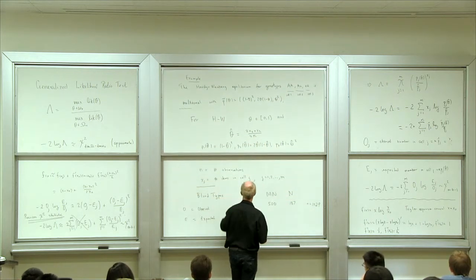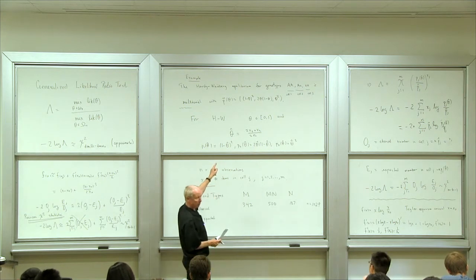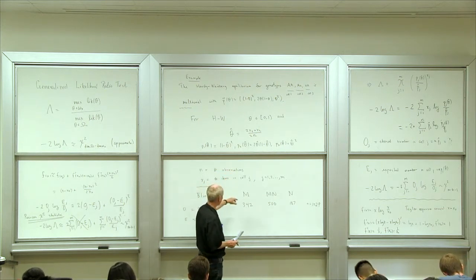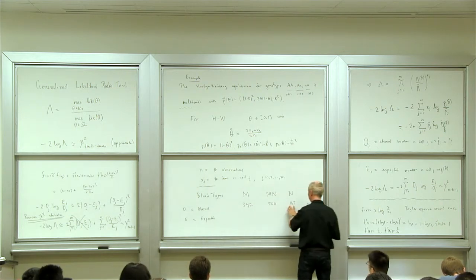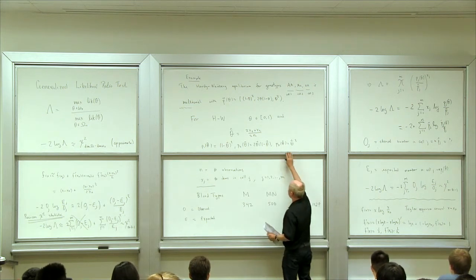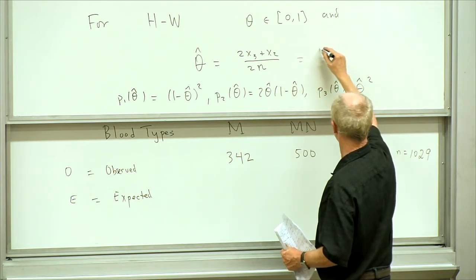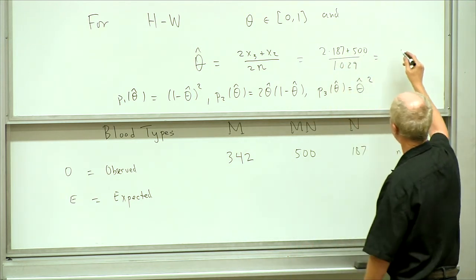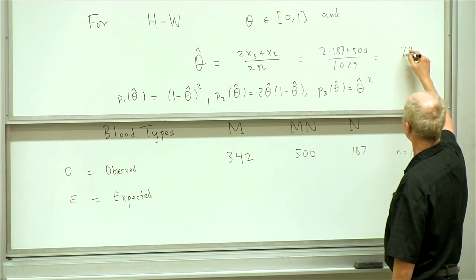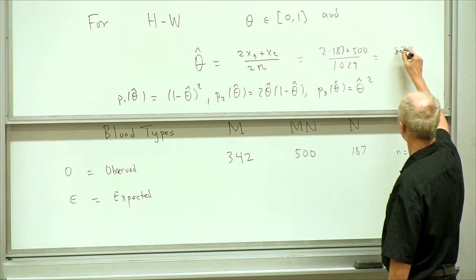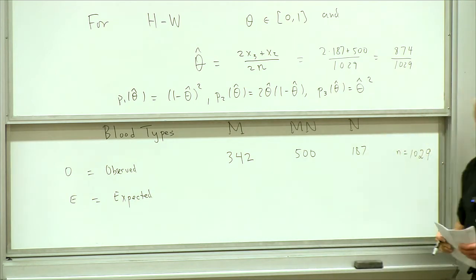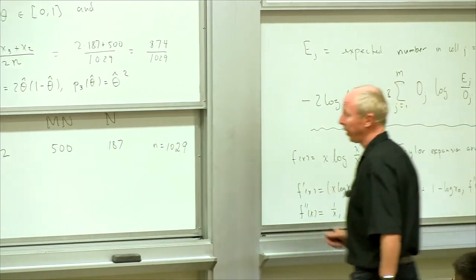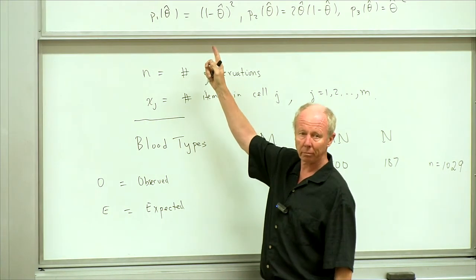Okay, now given the observation, we have a value for theta hat, right, which we can compute. We're given x1, x2, x3, right? So here's x3. Here's x2. We multiply this by 2, add it to 500, divide by n, that'll be our theta hat. Okay, so then we can compute P1 of theta hat, P2 of theta hat, and P3 of theta hat, right?